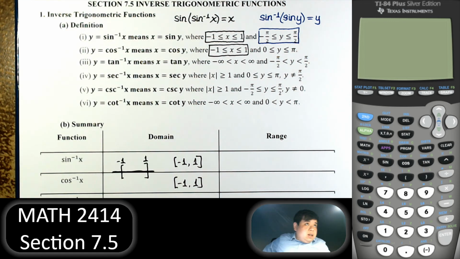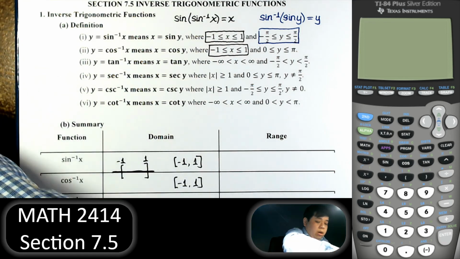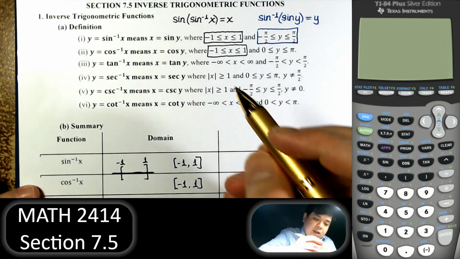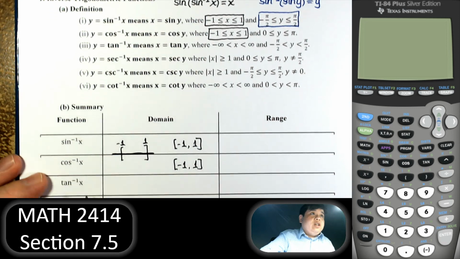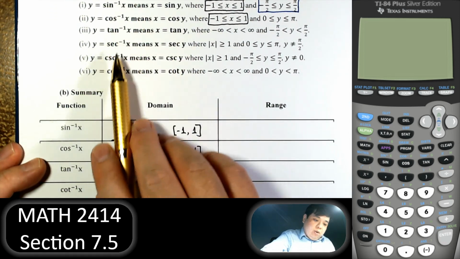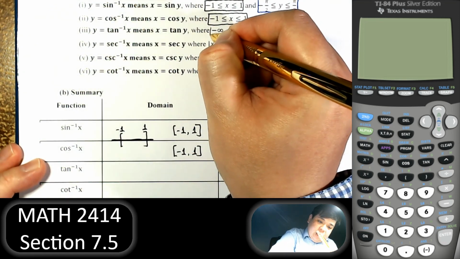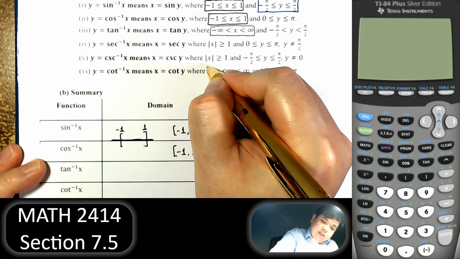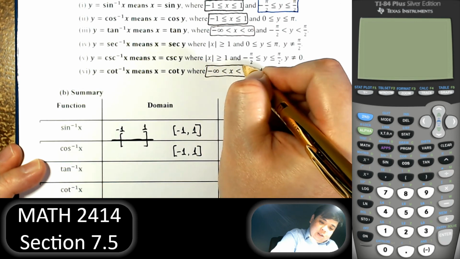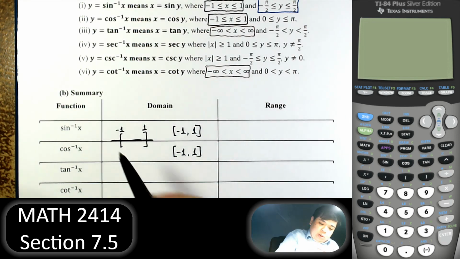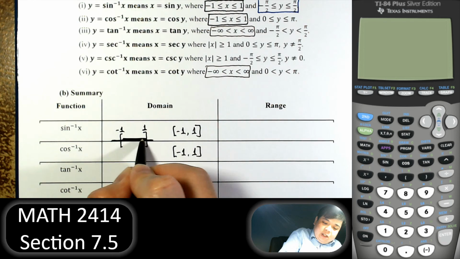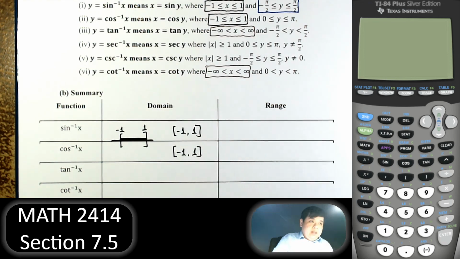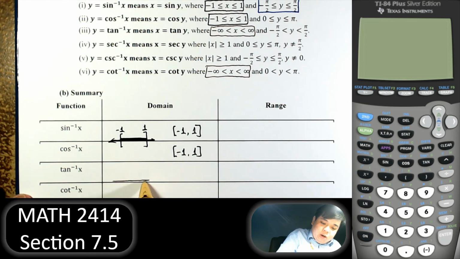Next, we have the tangent inverse and the cotangent inverse. For tangent inverse and cotangent inverse, it is between negative infinity and infinity. So we're going to have the whole line.